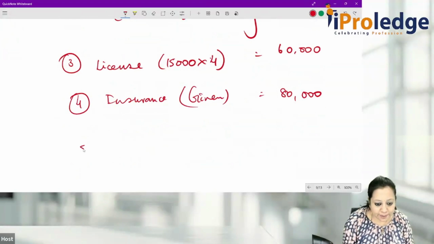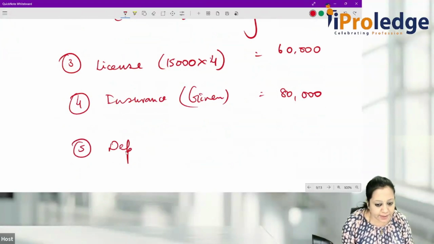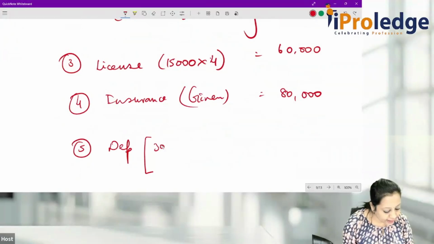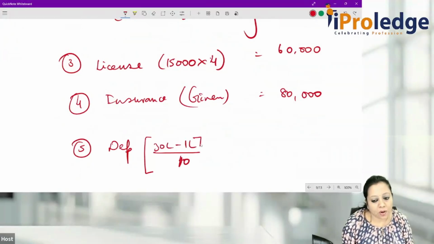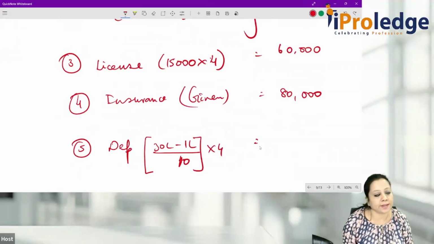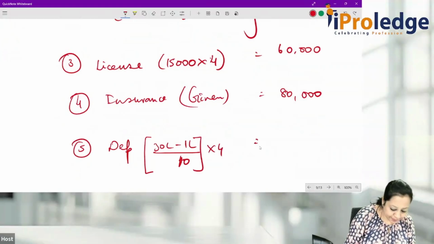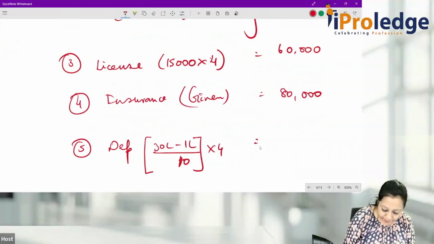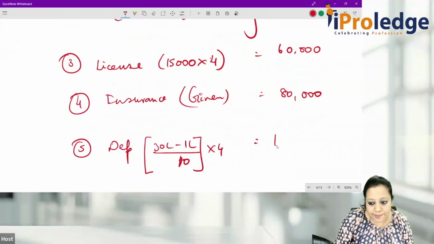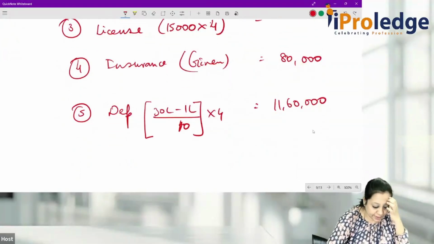Then they have talked about purchase price. Obviously, we will talk about depreciation. That is 30 lakh minus 1 lakh divided by 10. Obviously, into 4 trucks. That is 11,60,000 for 4 trucks depreciation.